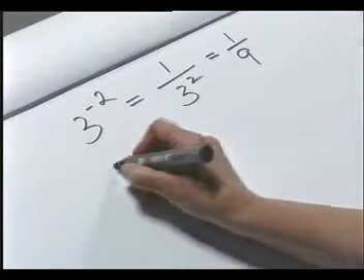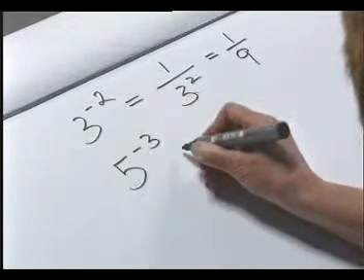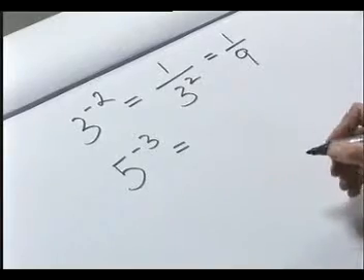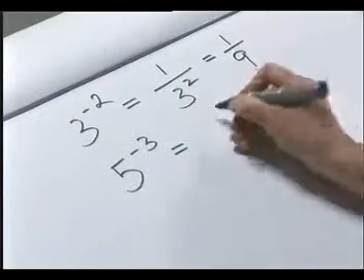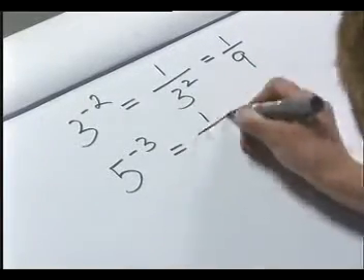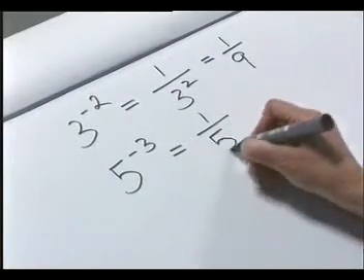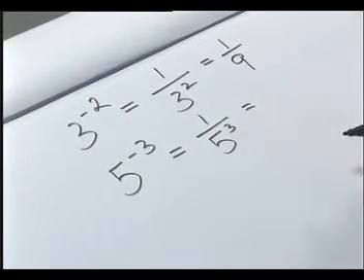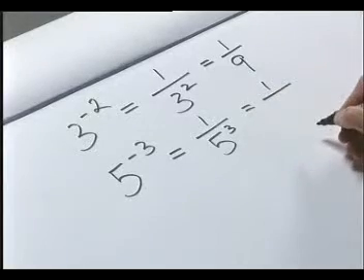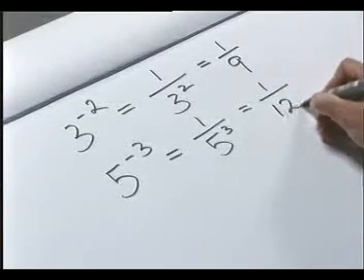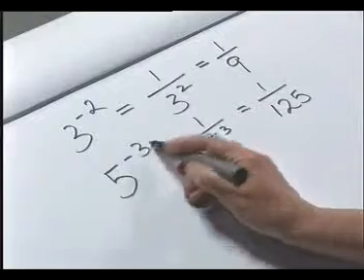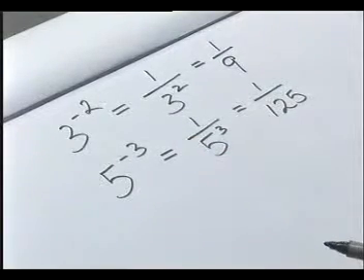What about this one? 5 to the negative 3. How can we rewrite that, and what's its value? Well, the negative 3 means it's 1 over 5 cubed. And 5 cubed is 125. So 5 to the negative 3 is 1 over 125.